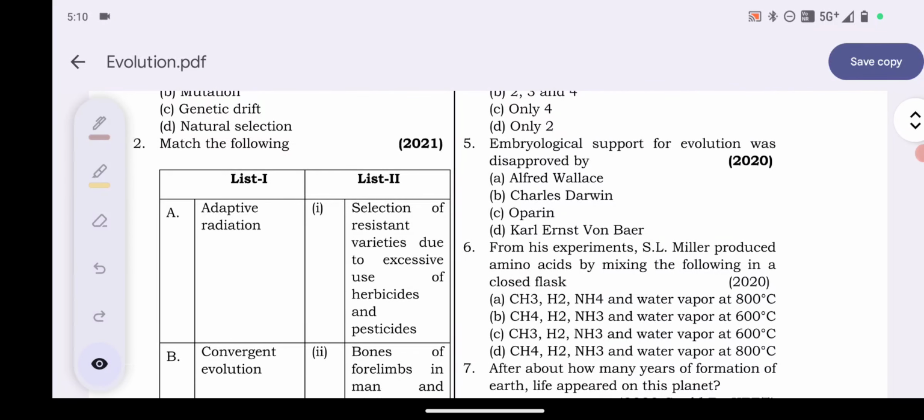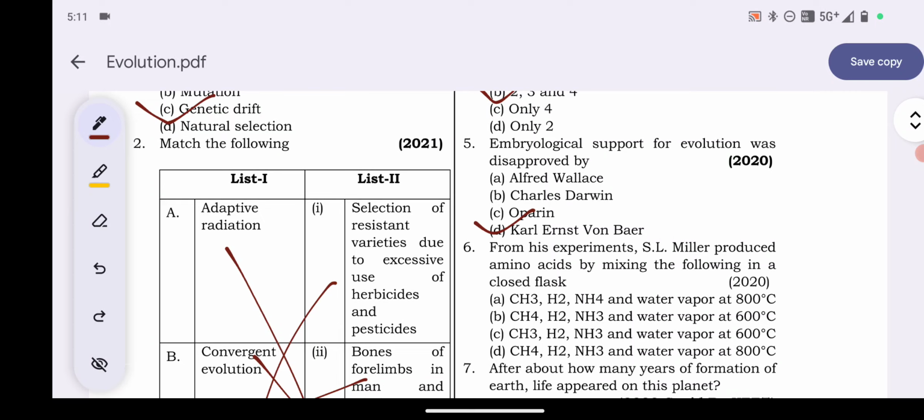Question number 5. Embryological support for evolution was disapproved by Alfred Wallace, Charles Darwin, Oparin, Carl Ernst von Baer. So here, disapproved by option D, Carl Ernst von Baer. The embryological foundation for evolution was criticized by Carl Ernst von Baer. He rejected the hypothesis that the embryos of more complex creatures went through morphological stages similar to the adult forms of lower ranking organisms. So this is the answer.